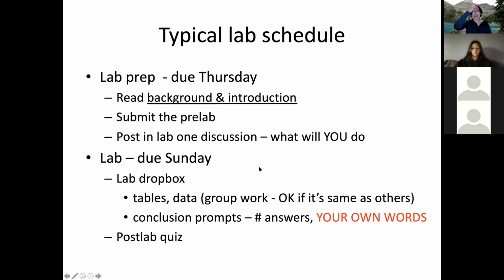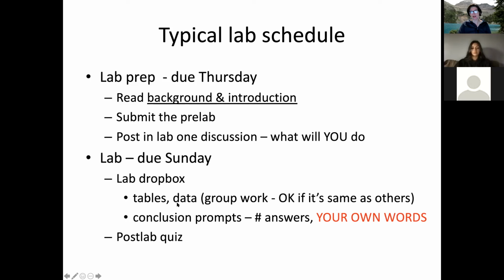All right, so the typical lab schedule. The lab prep is due Thursday, and what that means is that there are background and introduction pages that you want to read in order to complete the pre-lab, which is due on Thursdays. You'll also post in the Lab 1 discussion by Thursday to tell your group which part of the collaborative part of lab you'll do. And then Sunday is when the labs are typically due.